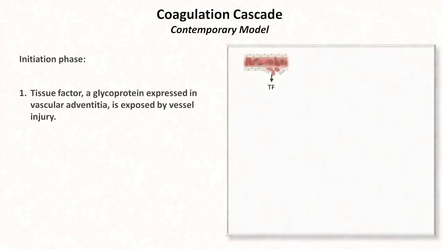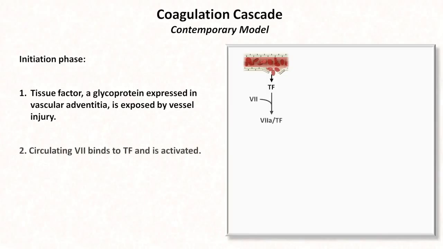The contemporary model's most important distinction from the traditional one is the central importance of tissue factor as a primary trigger for the whole cascade. Tissue factor is a membrane glycoprotein expressed in vascular adventitia. During the initiation phase, when it's exposed by vessel injury, it binds to factor 7, which is then activated.